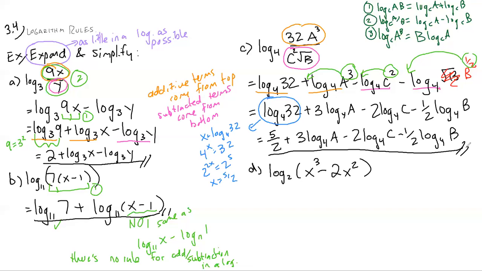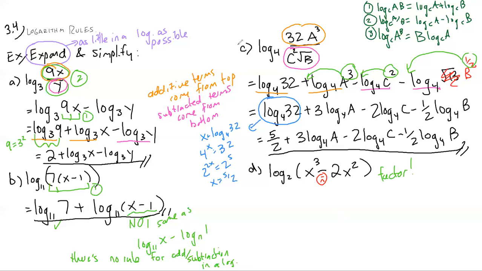All right, finally, this last one, log base 2 of x cubed minus 2x squared. So what we're probably going to want to do here is a little bit of factoring. Again, we cannot split up that subtraction, so we can't do anything with that just yet. Generally, that's kind of bad. What we can do, though, is factor.